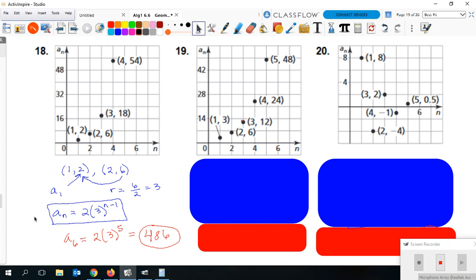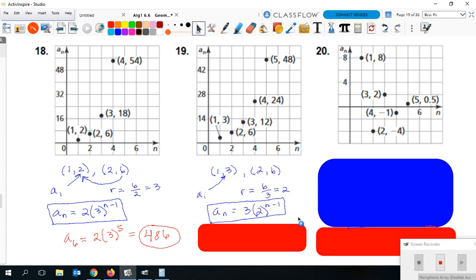All right, so if you finish 19, now you're just checking your answer. So your first term right there is the first ordered pair where it says 1, 3. So this one's got 3 for the first term. And then the second term is 6. So you could do 6 divided by 3 to find the common ratio. Or what are we multiplying 3 by to get 6? That is definitely 2. And it is growing, so it should be more than 1.